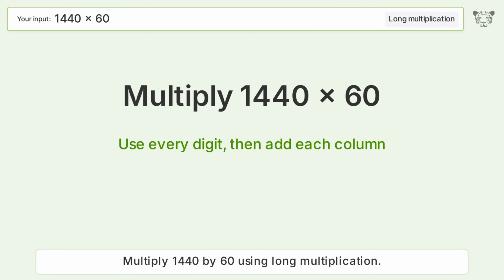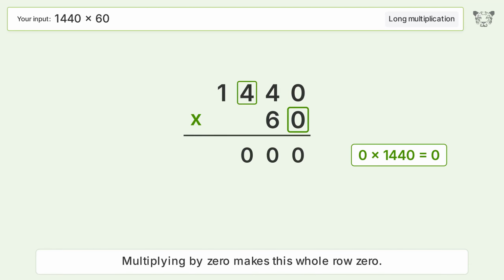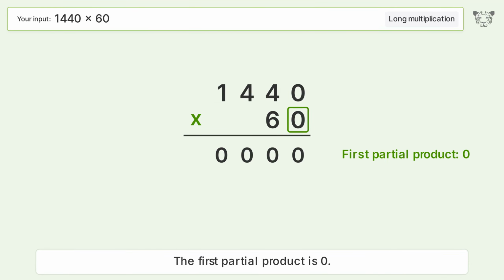Multiply 1440 by 60 using long multiplication. Start with the ones digit, 0. Multiplying by 0 makes this whole row 0. The first partial product is 0.